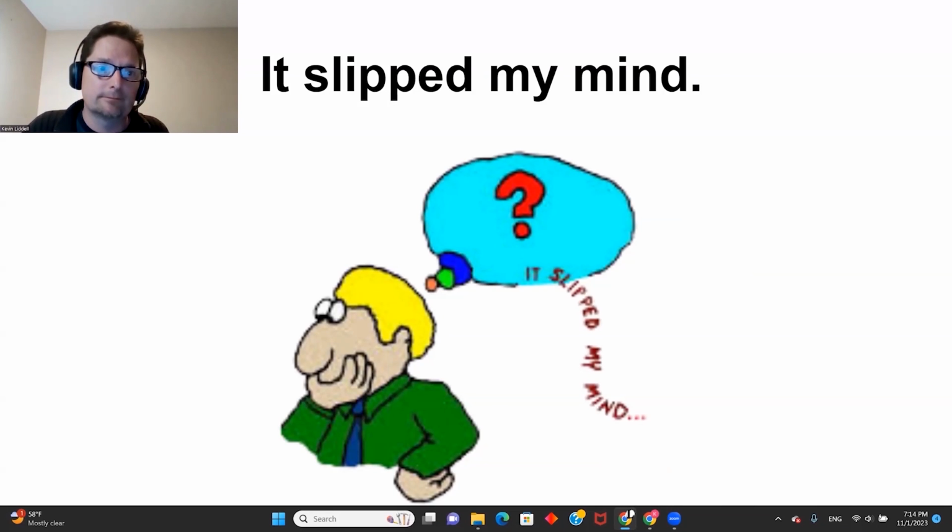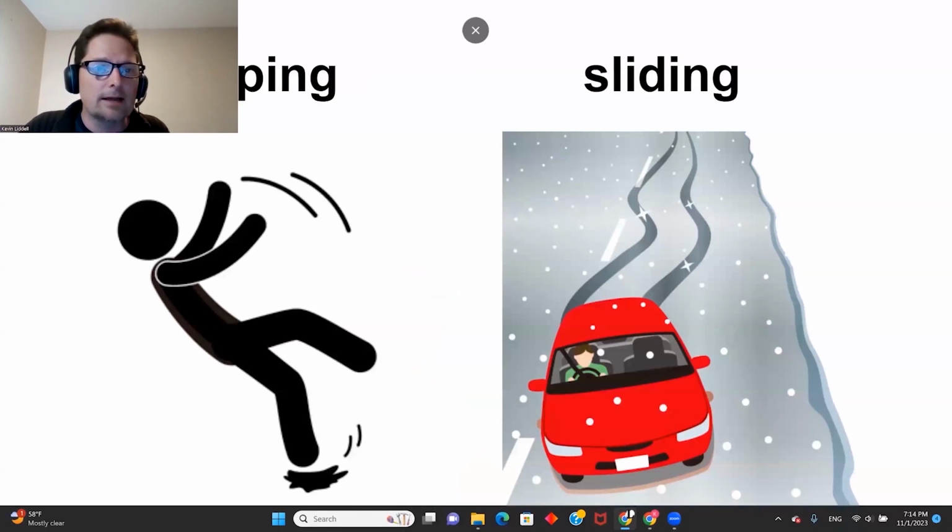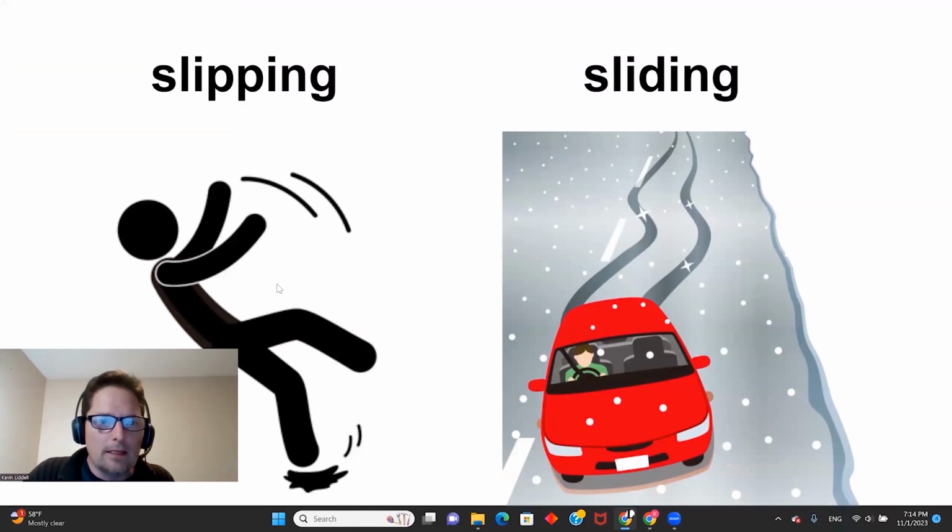He forgot. Now, let's look at the actions. Let me get out of the way here. All right. The actions slip in a continuous form, slipping. He is slipping because it's a short distance, and the car is sliding. It's sliding on the road because it's a longer distance. We use the verb slide in the continuous form, sliding.